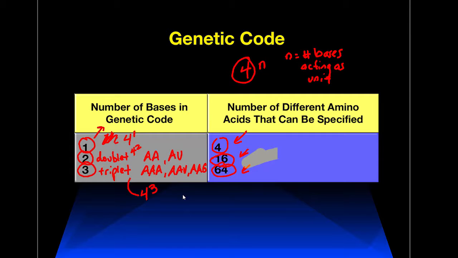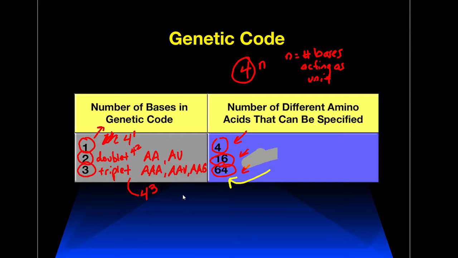So the doublet code would almost give you enough combinations to get 20, but it's close but no cigar, as they say. So the triplet code would give you 64. Now that's enough, but there seemed to be a lot of extras, so that was a bit of a question. But logically speaking, it seemed that a triplet code was the minimum that you would need in order to be able to specify all of the amino acids.